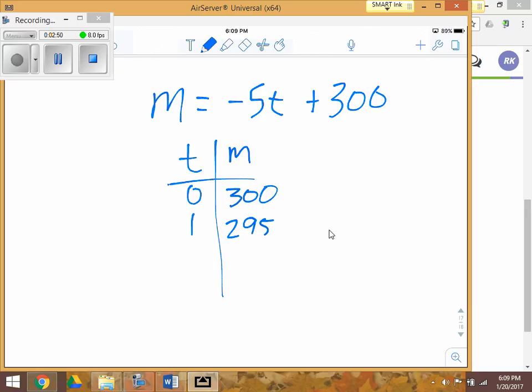Okay, so now let's go with 2 for our seconds. So we're going to walk now for 2 seconds. All right, 2 times 5 is 10. Now remember, it's negative, so it's -10. So -10 plus 300 is the same as 300 minus 10. So I'll have 290 meters to go.